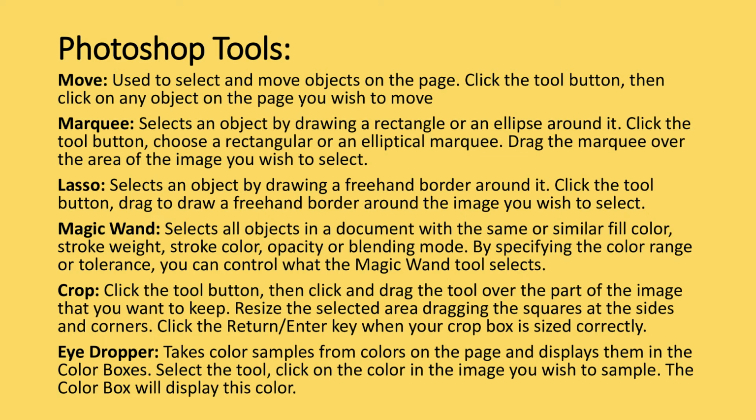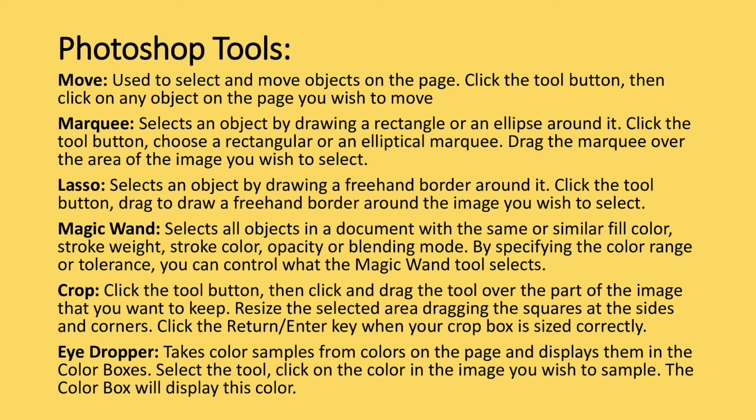Next is magic wand. Select all objects in the document with the same or similar fill color, stroke weight, stroke color, opacity and or blending mode. By specifying the color ranges or tolerance, you can control what the magic wand tool selects.